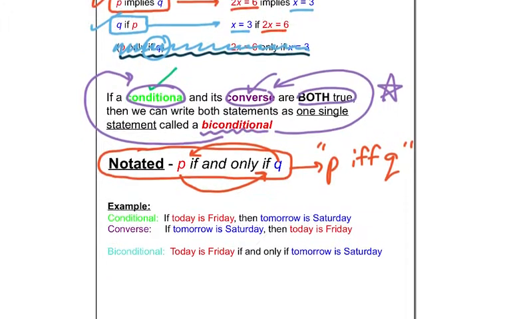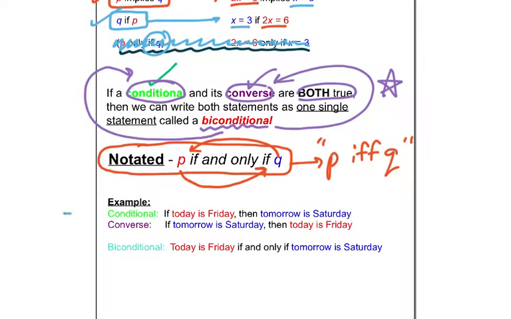For example, here's our first conditional. If today is Friday, hypothesis, then tomorrow is Saturday, conclusion. Is that true? If today is Friday, does that mean tomorrow is Saturday? Yes, it does, if we're living on a normal calendar. Let's switch it around. Let's put the conclusion there, the hypothesis there. Ready? Here's your converse. If tomorrow is Saturday, then today is Friday.